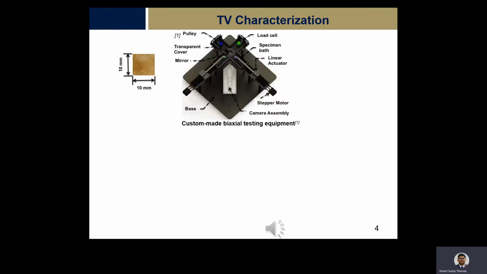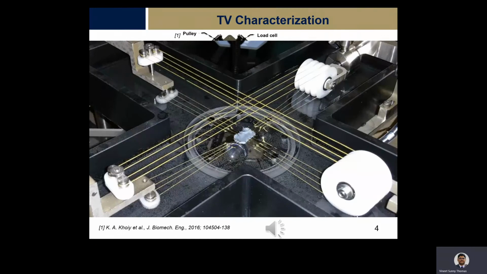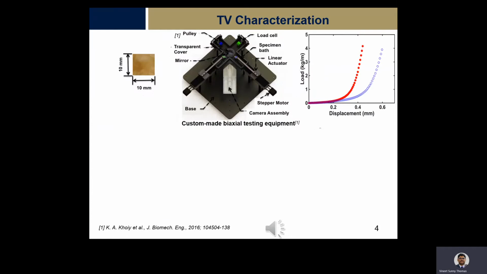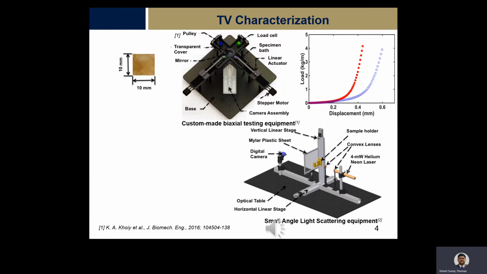We extracted a 10 by 10 mm sample from the center of the valve and hooked it to the custom-made biaxial testing device. Tissue response in two directions, that is circumferential and radial directions, were recorded for different boundary conditions. The sample was then unhooked and prepared for scan using the small angle light scattering device.